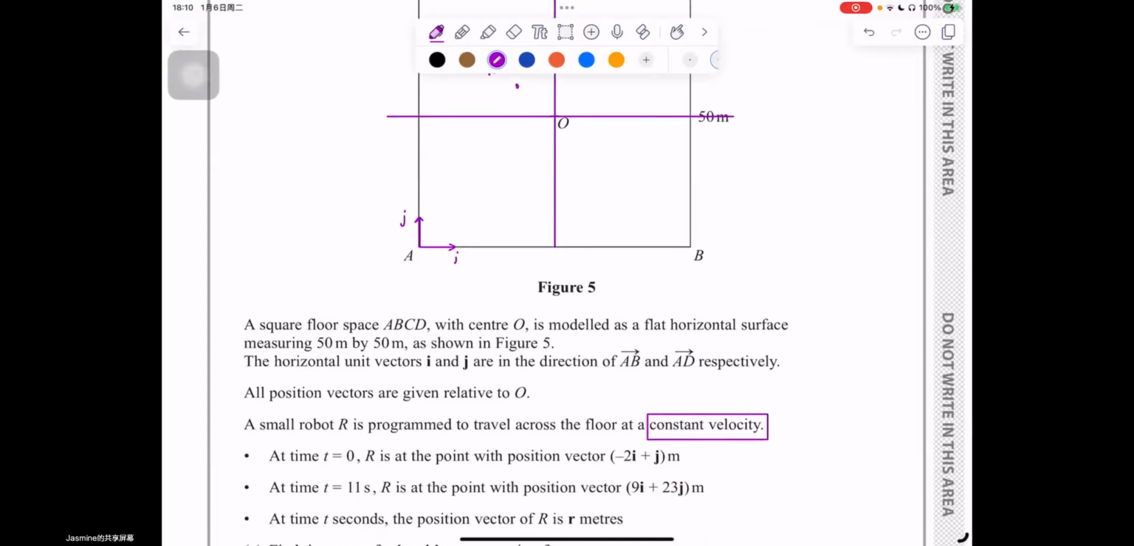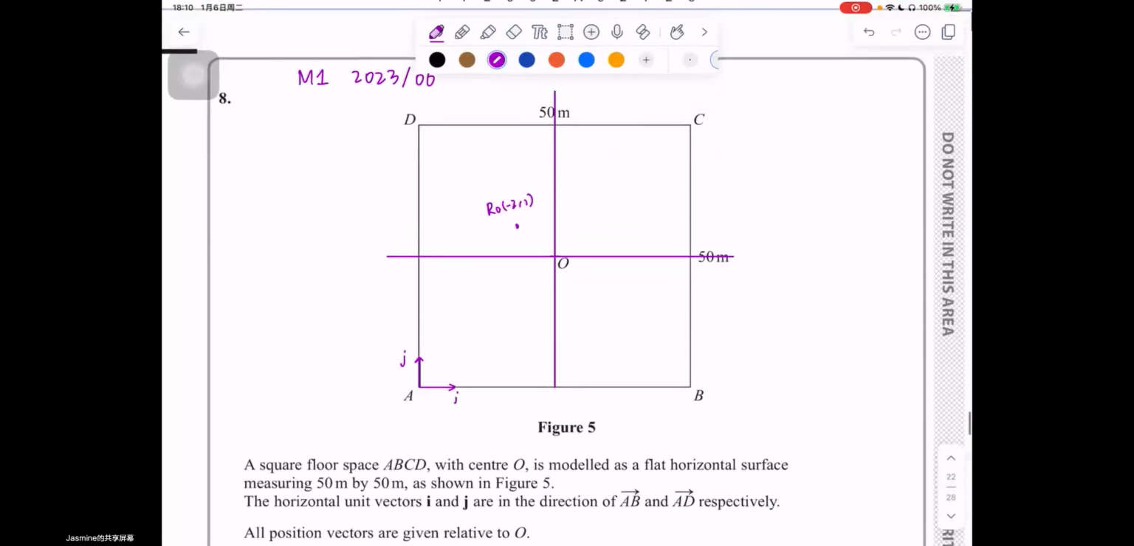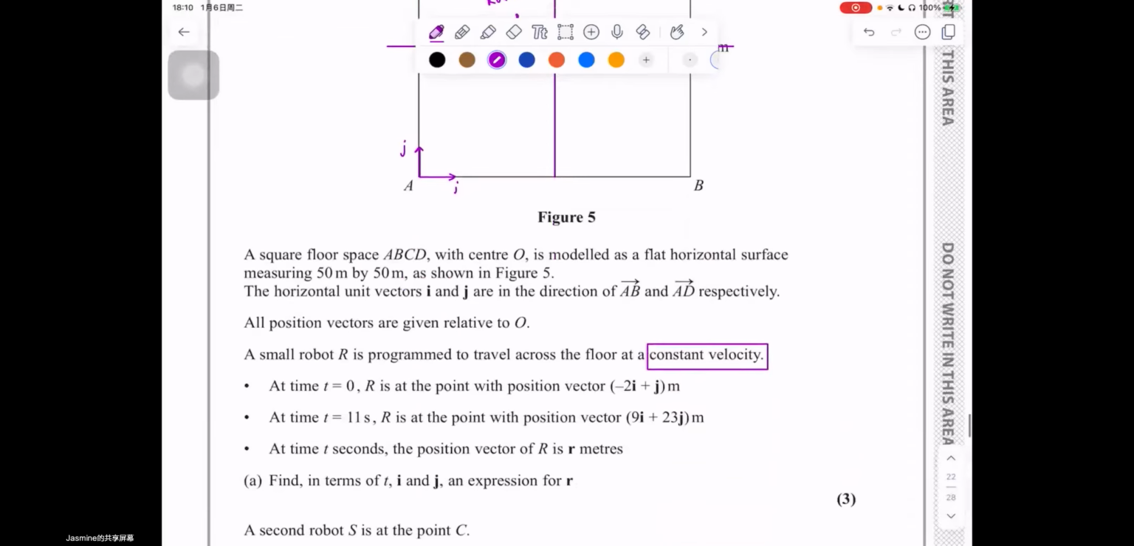All right, at time t equals 11 seconds, R is at a point with position vector 9i plus 23j meters. So approximately it has moved to the first quadrant, like here. At time t seconds, the position vector of R is r meters. Find, in terms of t, i, and j, an expression for r. Okay, how to do it?